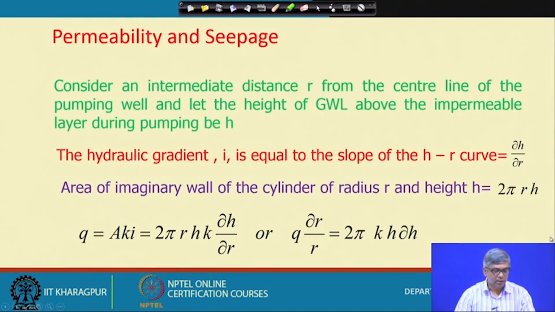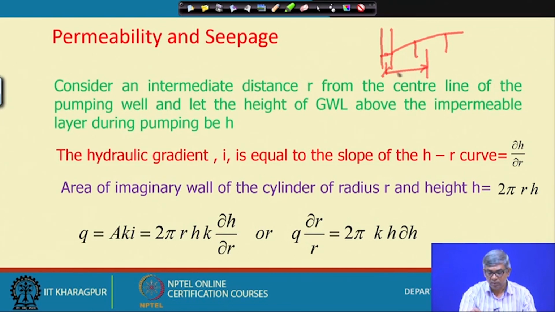Consider an intermediate distance r from the center line of the pumping well, and let the height of the groundwater level above the impermeable layer during pumping be h. Let me show here: this is the well, this is the water, and this is the drawdown curve. We have shown two distances R1 and R2 for the two observation wells, H1 and H2, but instead of that I take any arbitrary distance R, and there this height is H.